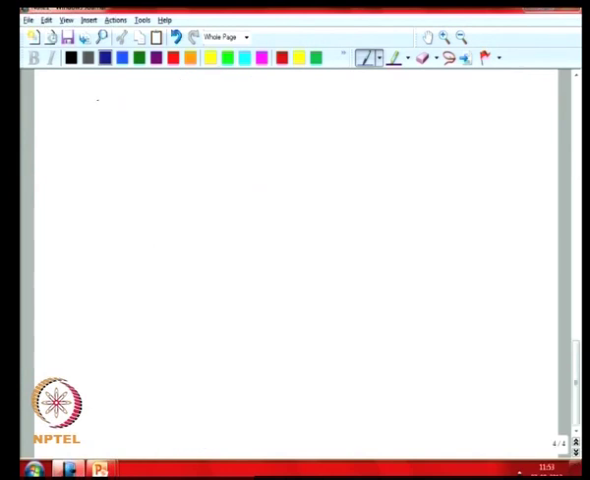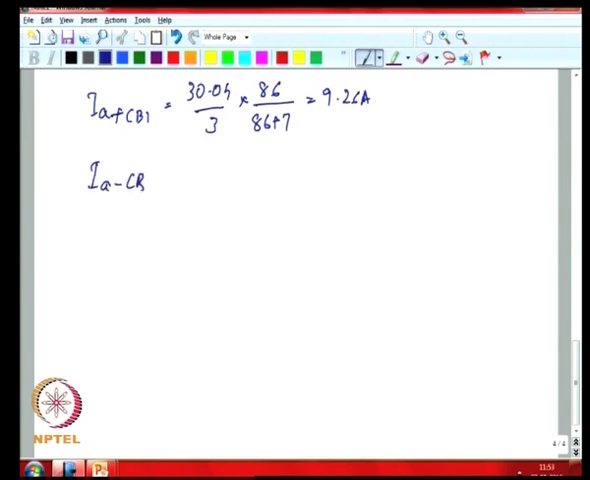So, you get IA positive sequence through breaker 1 is, so here you have 2 parallel reactances of 86 milliohms and 7 milliohms. So, the breakup would be 9.26 amps. IA negative through CB1 would be the same, a similar calculation. You will get 9.26 amps.